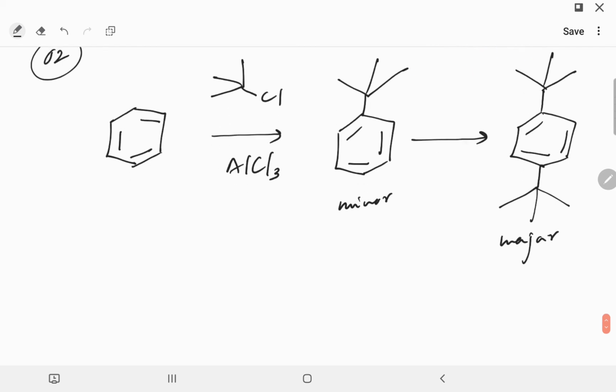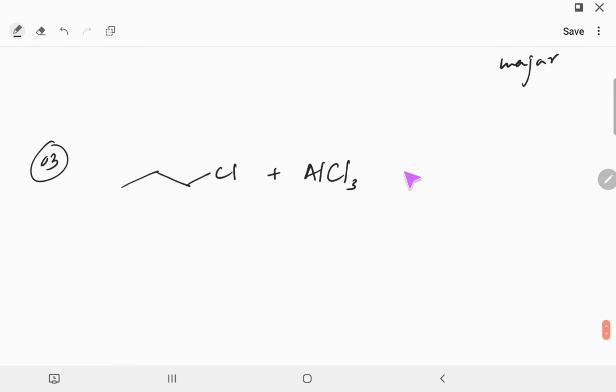All right, so the third limitation is also very common. That limitation arises due to the rearrangement of your electrophilic carbocation. So we learned that our carbocations, let's say we have an alkyl halide like this, and then we are reacting it with benzene, right?